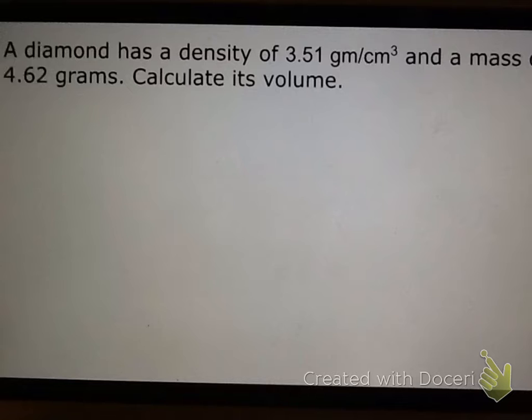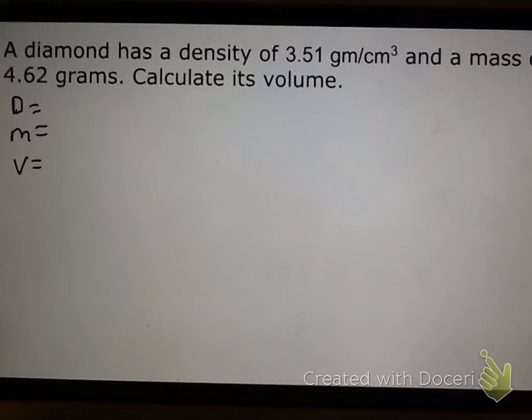The first is what you know. So we're always going to write D equals, M equals, and V equals. So we're going to see if we can find the density, the mass, and the volume. Let's start by reading our question.